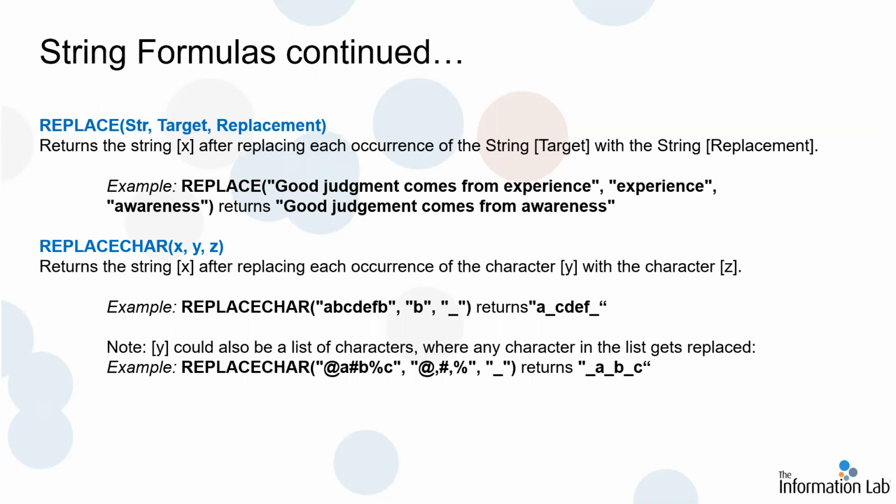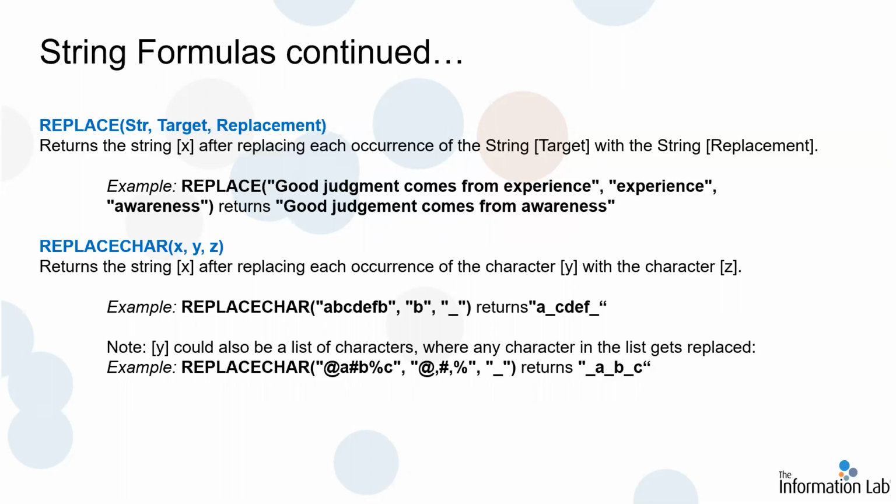Now replace character does the same thing, but just with a single character. So there in that first example, you can see that we have the string A, B, C, D, E, F, B. We've specified B as our target. So that's the thing that we want to replace. And then we've got an underscore. So that's what we want to replace it with. And then you can see it returns us that string with the B's replaced by underscores.